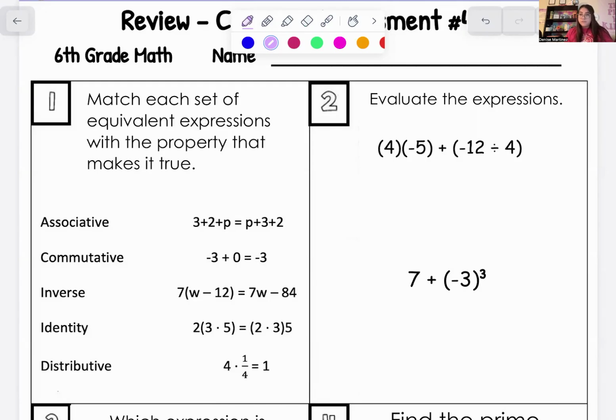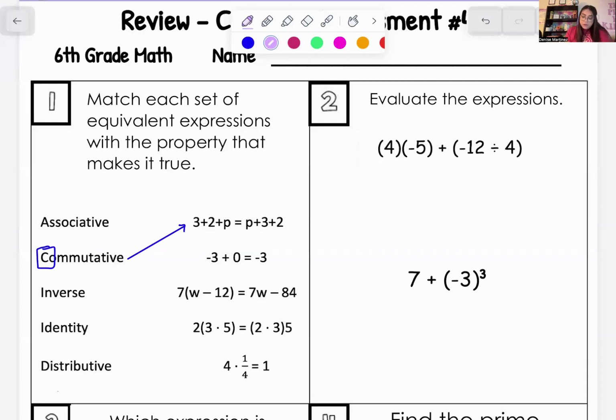So let's start off with that first one. I have 3 plus 2 plus p equals p plus 3 plus 2. Well, what I'm noticing is that things are just getting moved around, really the changing of the order. So when we're changing order, we're talking about CO, change order. That's our commutative property. Remember, that means the numbers are changing order because if I were to replace this with the 1, we're going to get the same answer on both sides. So again, that's the commutative order.